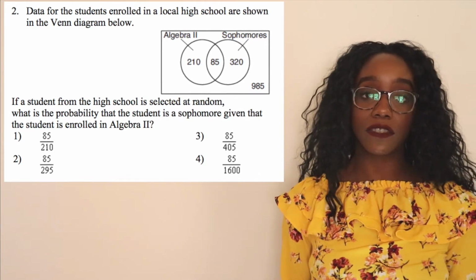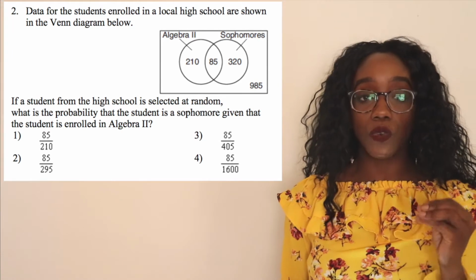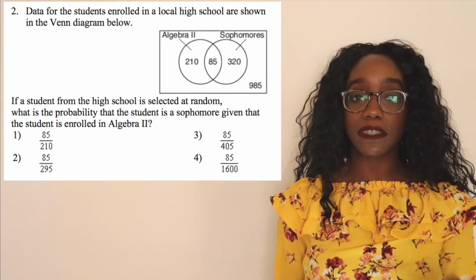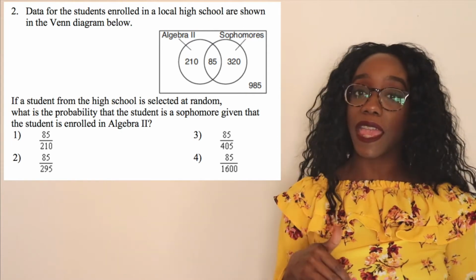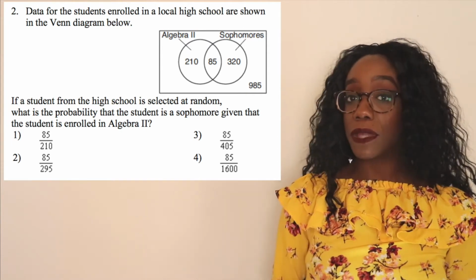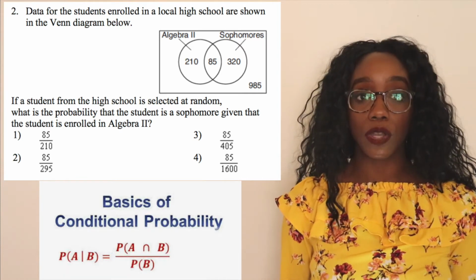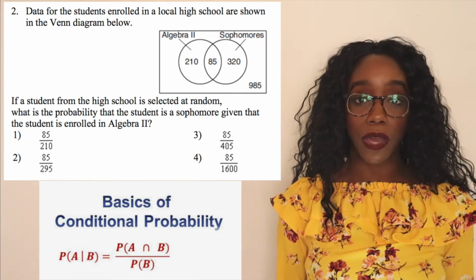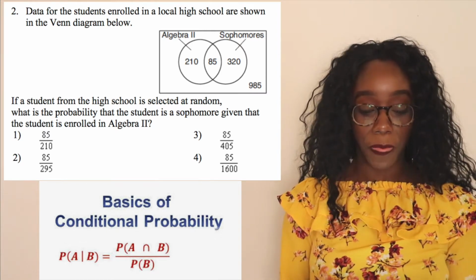So as you guys are doing this problem, make sure you see the word given. You want to use conditional probability. So that's the probability. We have the line, right? So you have the probability of A given B. The formula is this. And I want you guys to make sure you use that as you're answering this problem. Also, use the Venn diagram as well.